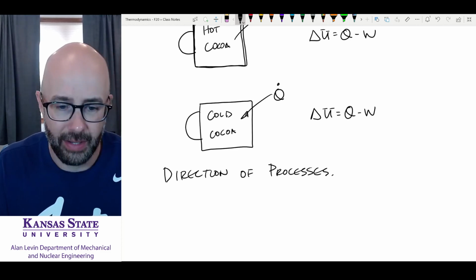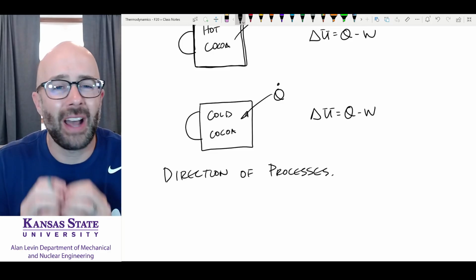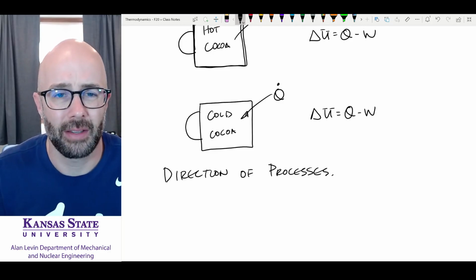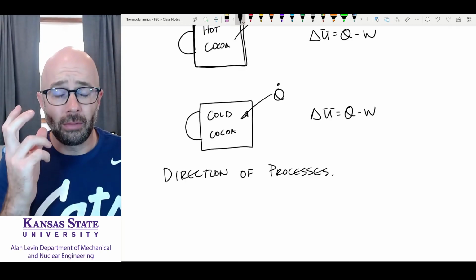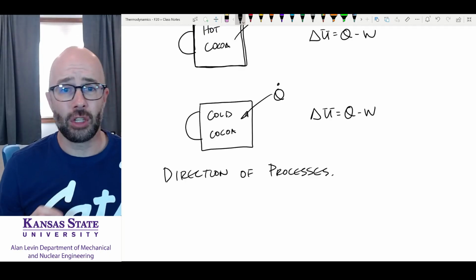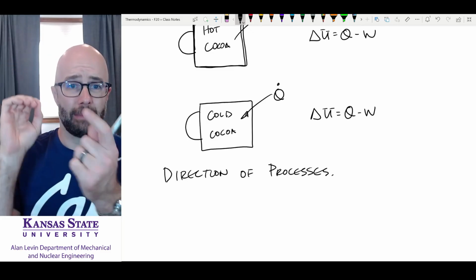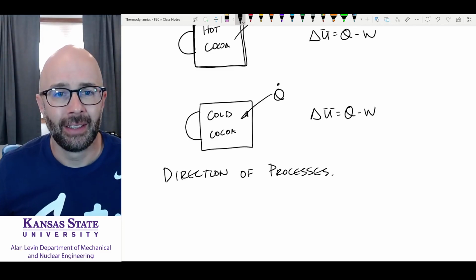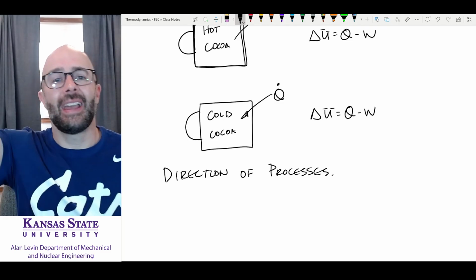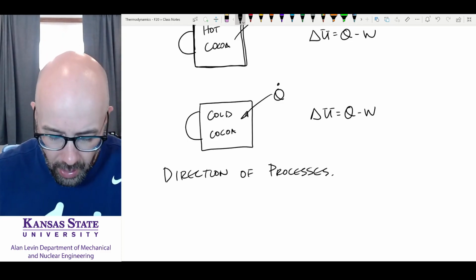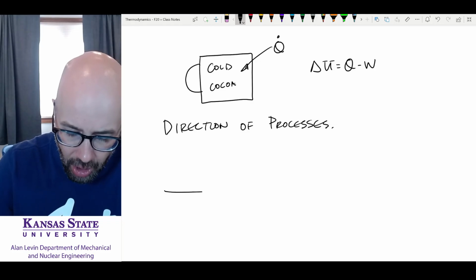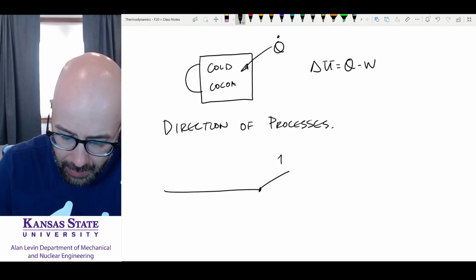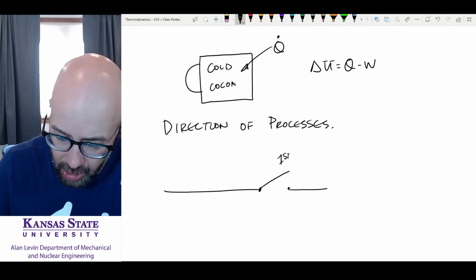The first law provides no restriction on the direction of processes. The second law does. You can throw a ball, and then the first law of thermodynamics would say that you could put your hand out and the ball would jump back into your hand. The second law knows that that is not possible. So we're going to have a direction of processes, and I like to think of it as there are two switches that must be followed. First law switch and a second law switch.